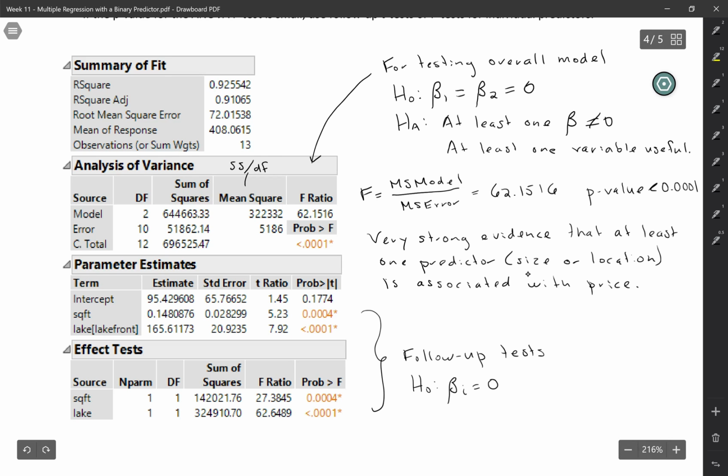And I'm just going to put the i there as a placeholder. So it could be beta 1 or it could be beta 2, depending on which row we're looking at. And then the alternative would be that that population slope is not equal to 0. So in other words, the null is that there's no association between that variable and the response after controlling for the other variable in the model.